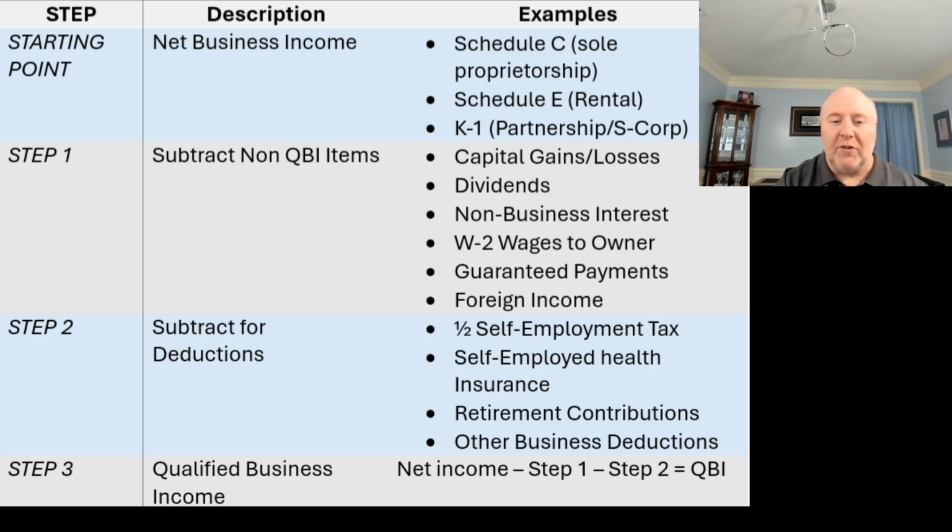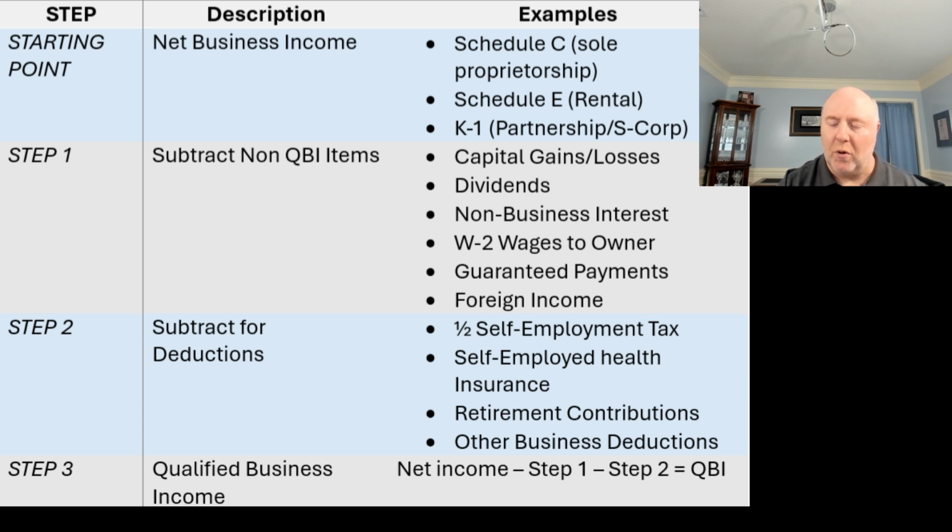All right. After we start out, on our Schedule K1 or C or E, depending on what we're dealing with, we now have to make some subtractions. And there's two different types of subtractions. So we're dealing with Section 199 for QBI. And what the code section says is you have to subtract certain things. So capital gains or losses are going to be subtracted from your net business income. So you look for those. Dividends. Look for W-2 wages that are paid directly to an owner.